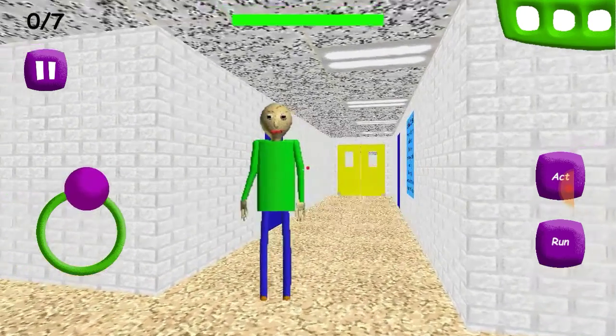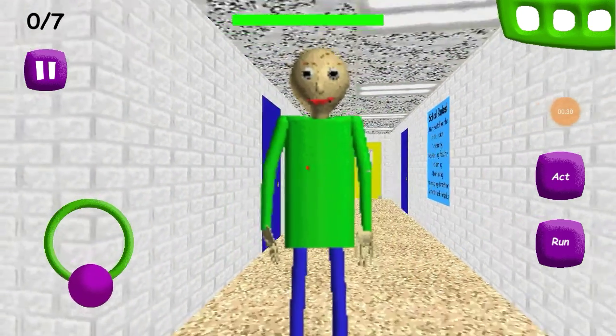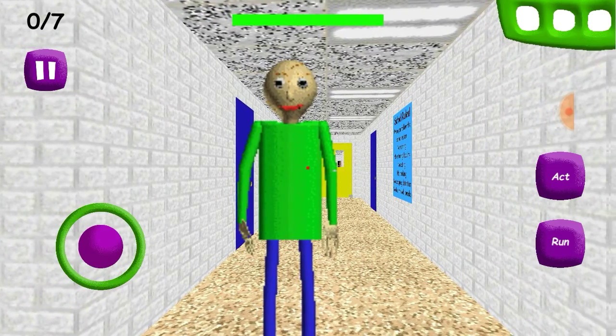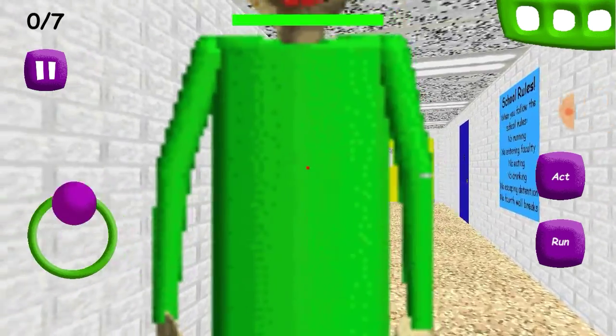Well, guys, I'm playing Baldi's Basics, as you see. So, first, I'm gonna... You know, guys, here's Baldi. Let me see him. Because he's bald, they say. He's bald. Bald.